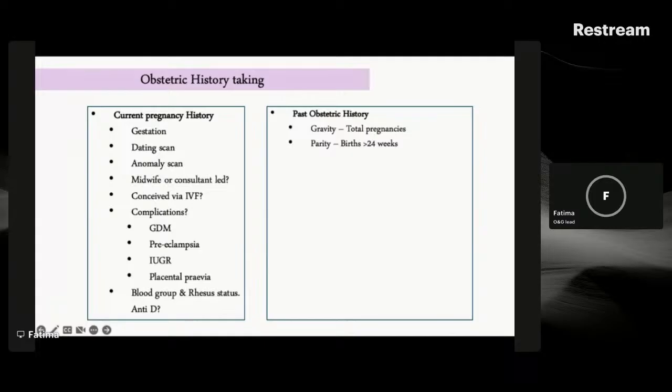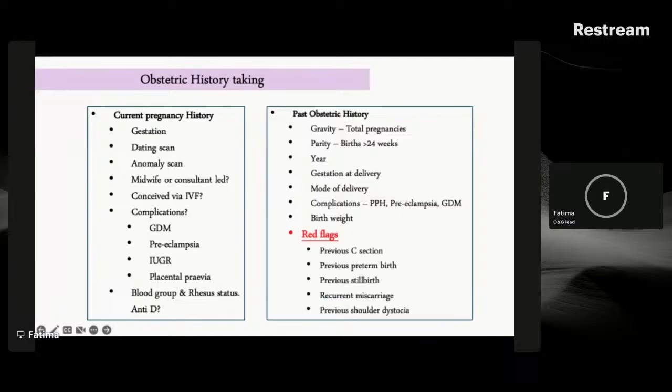And then you move on to the past obstetric history. So asking about gravidity and parity. Gravidity would be the total number of pregnancies that she's had, and parity is any births that she's had that are more than 24 weeks. The year when she gave birth to all of these previous pregnancies, gestation at delivery, and mode of delivery, any complications that have happened, so postpartum hemorrhages, any preeclampsia, gestational diabetes mellitus, because that all increases the risk of her developing these conditions again in this pregnancy, and then the birth weight as well, because again, it could be a common trend between her children.